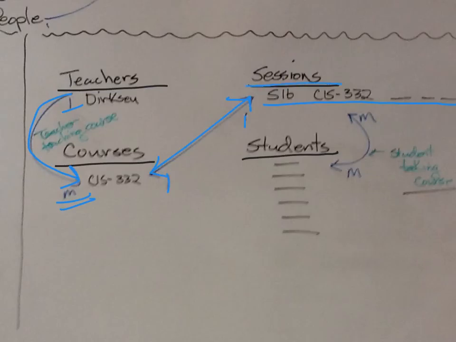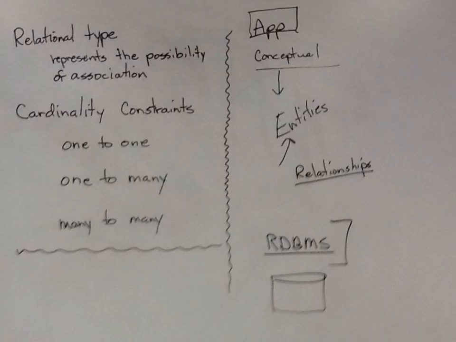And then we talked about students, and we had many to many. A student can be in many courses, and a course can have many students in it. That makes sense? Talking about the students taking the course. So here we're working on moving to understanding constraints and cardinality of the relationships. So here let's review them.